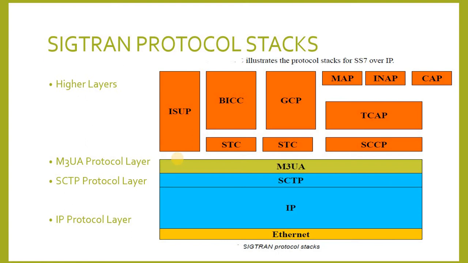M3UA protocol layer. The M3UA protocol is used in a similar manner to that of MTP3 and MTP3B. Its main function is to provide MTP routing for SS7 messages. It also provides a supervisory function, maintaining communication towards other nodes in the network. The M3UA protocol layer is responsible for providing the SS7-like signaling network function and features.